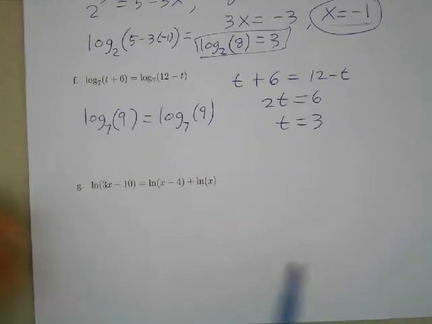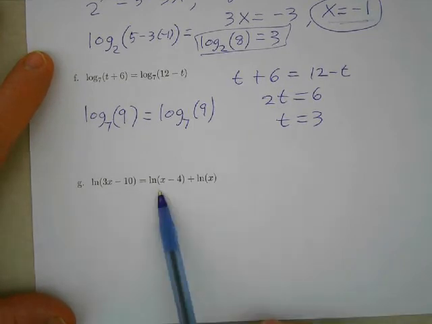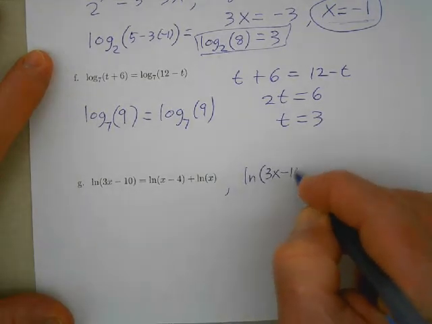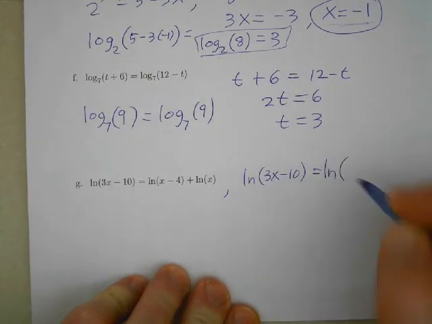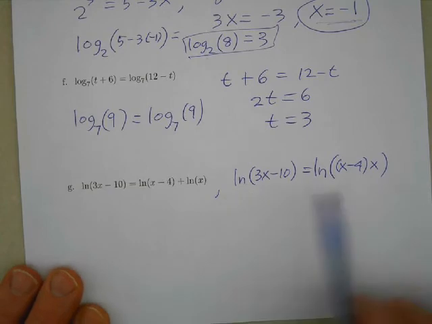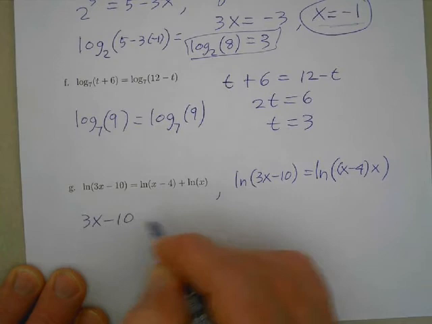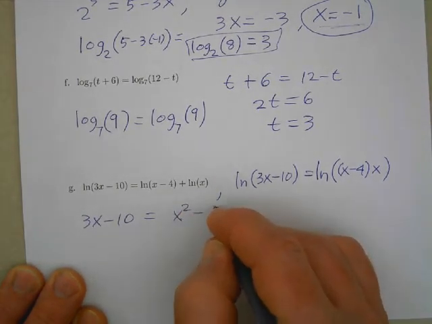In the next example, the natural log of 3x minus 10 equals the natural log of x minus 4 plus the natural log of x. So first we write the sum of the logarithms on the right-hand side as a single natural logarithm by multiplying the arguments, x minus 4 times x. And now that we have a single natural log on each side, the arguments are equal. So the argument 3x minus 10 is equal to x minus 4 times x. I'll just write that as x squared minus 4x.